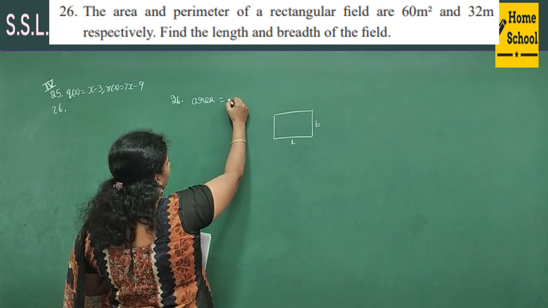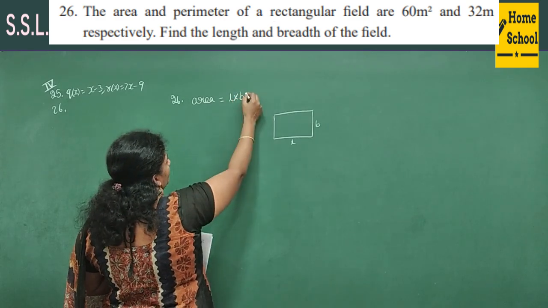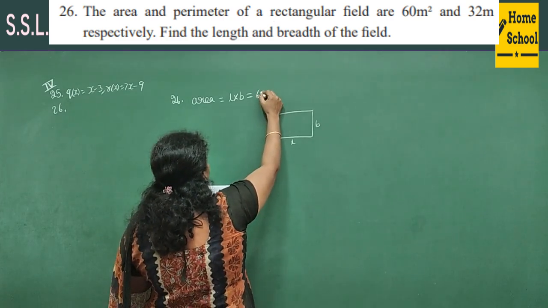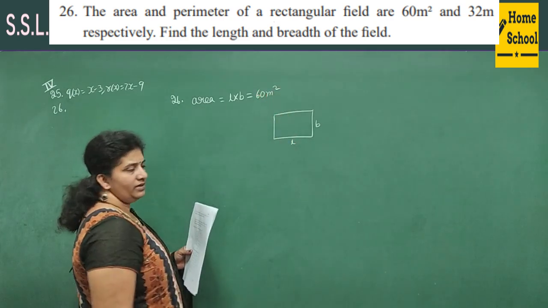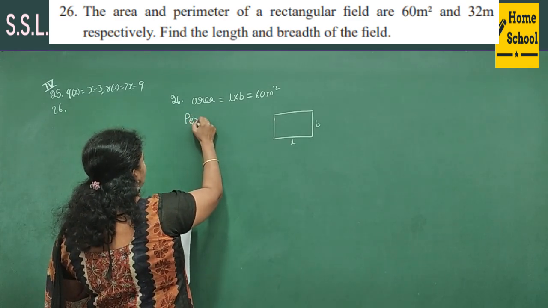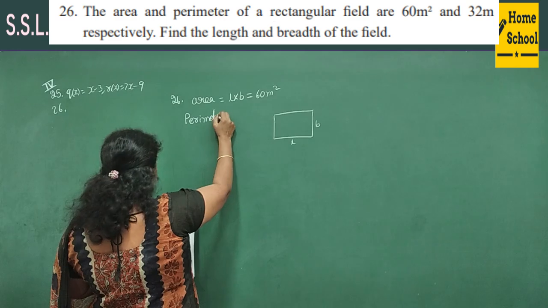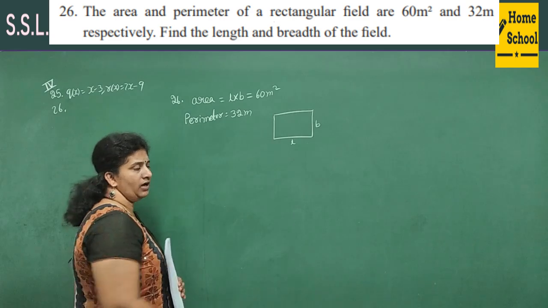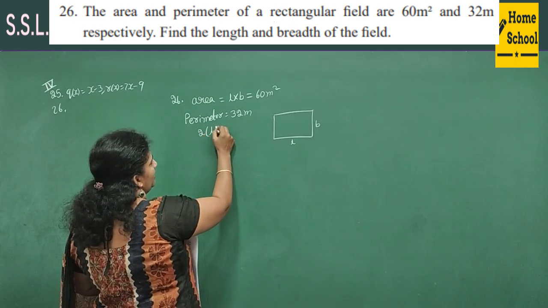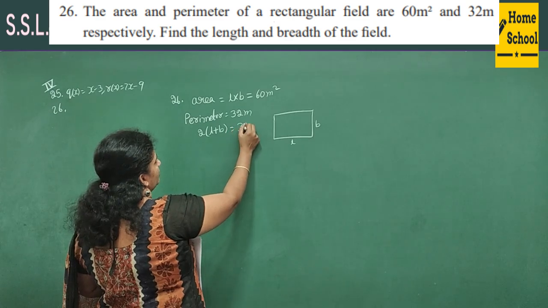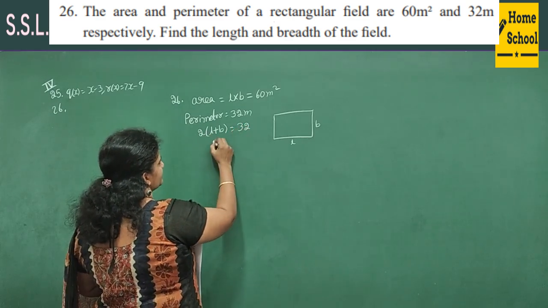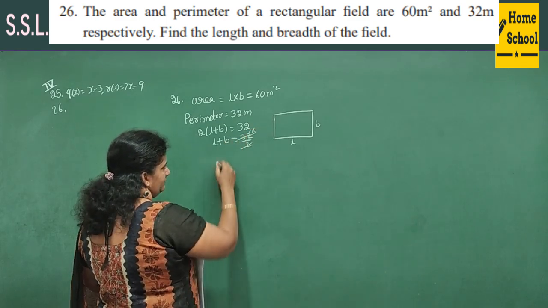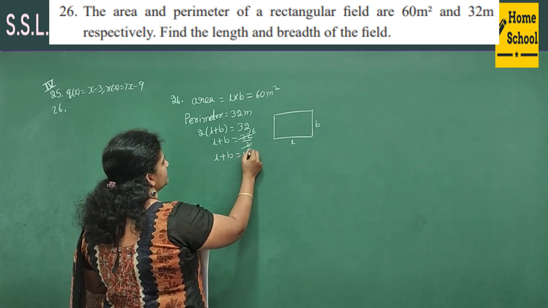Area of a rectangle formula, L into B. What is that value given here? L into B is equal to 60 meters square, right? And perimeter is how much given? 32 meters. What is the perimeter formula? 2 into L plus B is equal to 32. This 2 send this side. L plus B is equal to 32 by 2, that will be 16. L plus B is equal to 16.